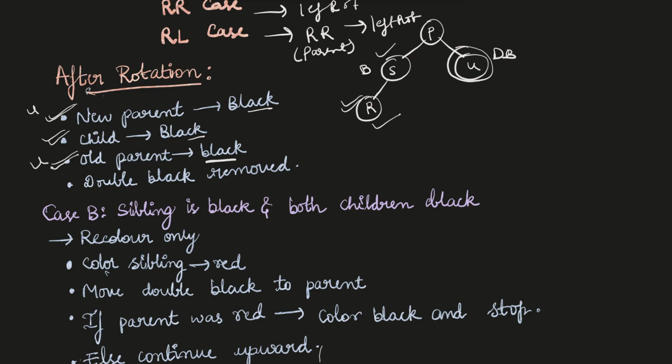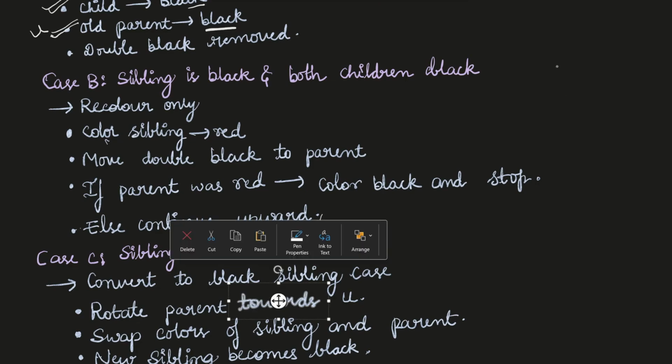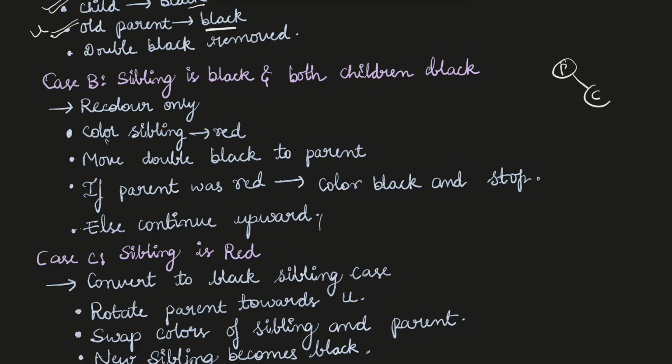Now coming to case 2, it says sibling is black and both its children are also black. What it means is, this is the parent, this is the child, this is the sibling, and both its children are also black in color. This is what it's telling. In this case, we just simply have to recolor. Color the sibling red. So this sibling would turn from black to red, and we need to move the double black to the parent. Now from the child this would go to the parent.